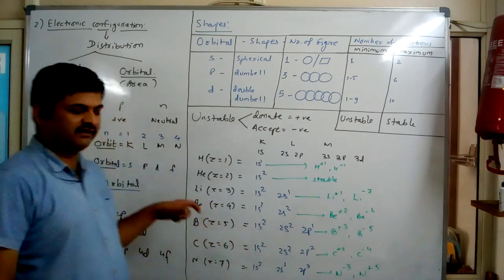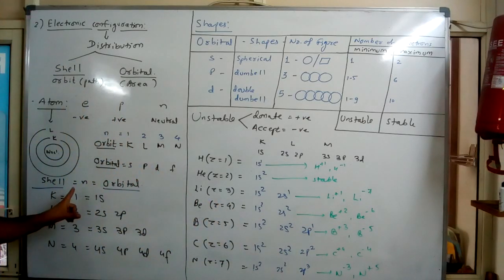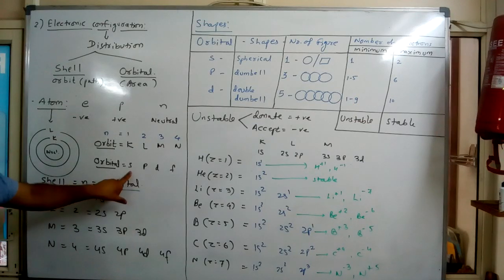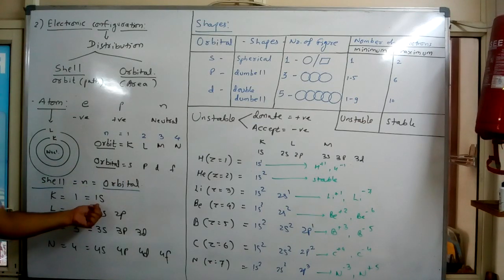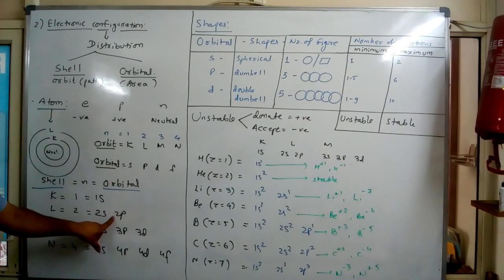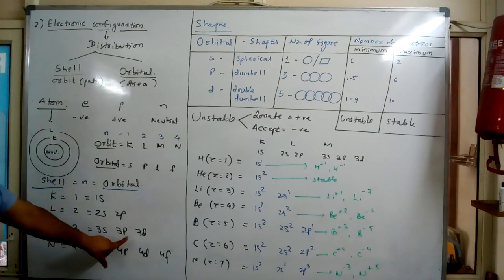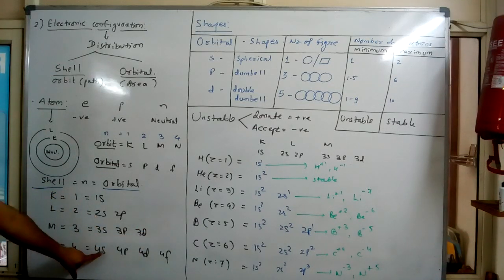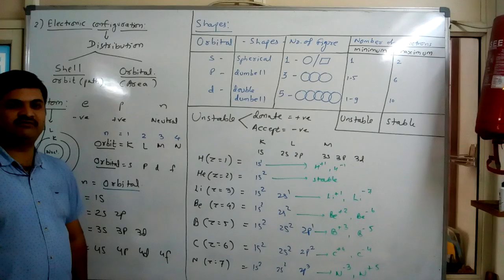Now again I am repeating. In case of K, the number is 1, so select one orbital from the beginning, so here we are writing 1s. Then after 2, select two orbitals from the beginning, so here we write 2s and 2p. Similarly 3s, 3p and 3d, and similarly 4s, 4p, 4d and 4f will be there.